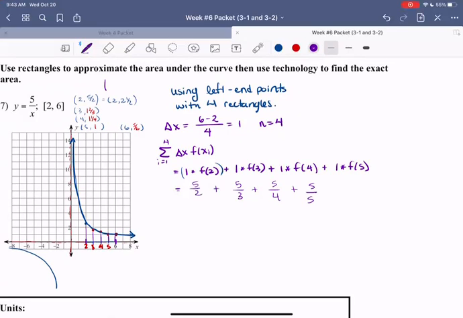Go ahead and take a moment to pause the video and add up these fractions. I encourage you to use your calculator and then get a decimal answer in the end. And when you do that work, you should be getting a number around 6.417. So just to recap here, what we've just found is the area under these rectangles.